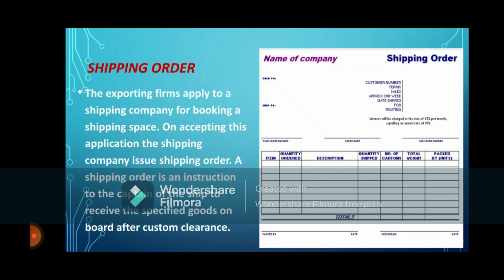Next important document is the shipping order. Dear students, the exporting firm applies to a shipping company for booking a shipping space. On accepting this application, the shipping company issues a shipping order. A shipping order is an instruction to the captain of the ship to receive the specified goods on board after custom clearance.